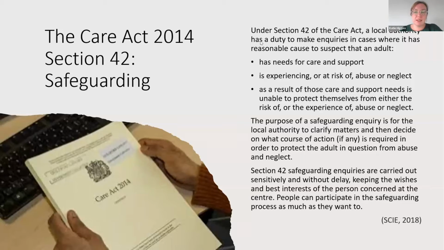So the purpose of a safeguarding inquiry is for the local authority to clarify matters and then decide on what course of action is required in order to protect the adult in question from abuse and neglect. Section 42 safeguarding inquiries are carried out sensitively without delay, keeping the wishes and best interests of the person concerned at the centre, and people can participate in the safeguarding process as much as they want.